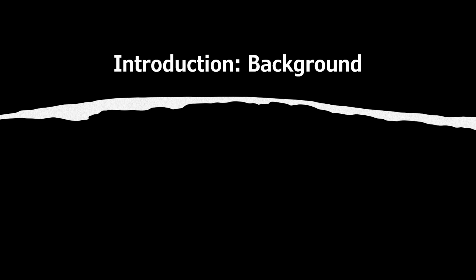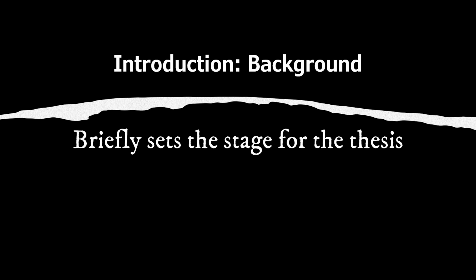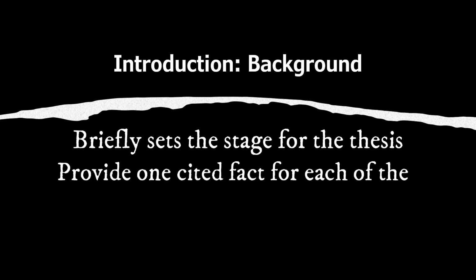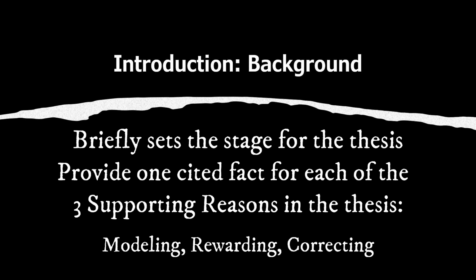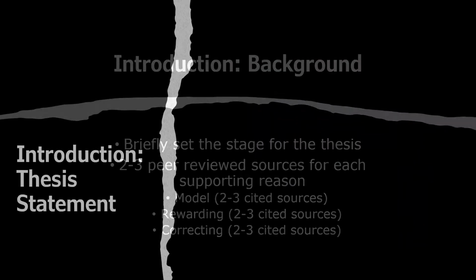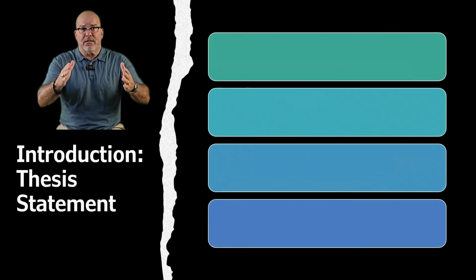The background in the introduction section briefly sets the stage for the thesis. In this example that we're about to get into, the thesis has 3 reasons in it, and those 3 are modeling, rewarding, and correcting. So in this case, as you set the background, you'd probably provide 1 to 2 sources for each of those points that are in the thesis. All right, now moving on to the thesis.